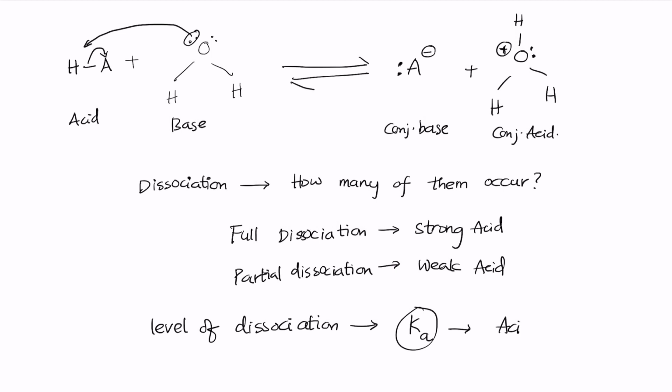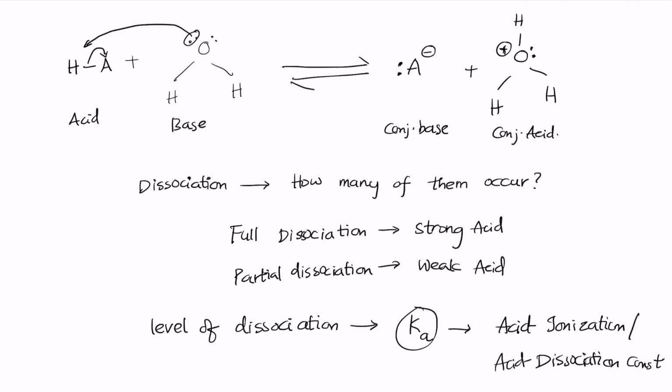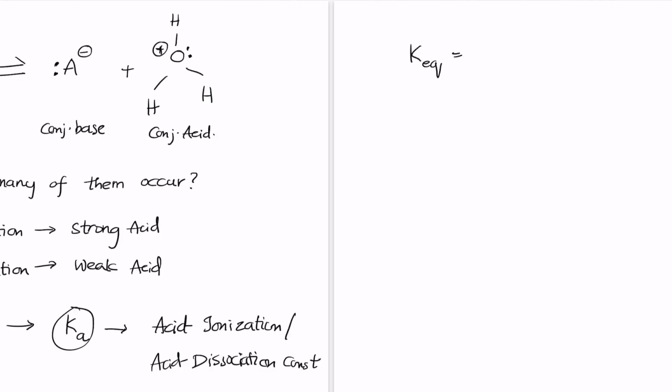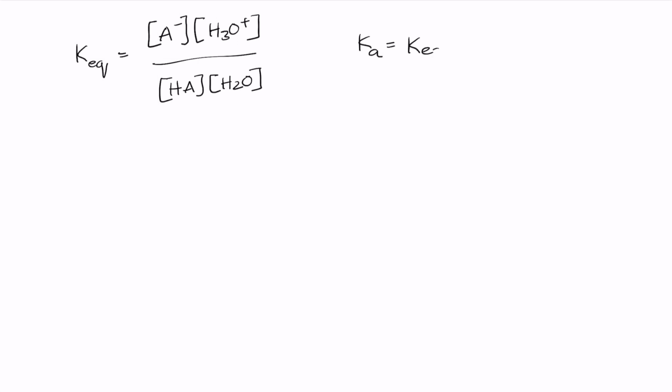Ka is called the acid ionization constant or acid dissociation constant. Where do we get this Ka from? If you remember the equilibrium constant, it is the concentration of the products over the concentration of the reactants. The expression here is A minus times H3O plus over HA and H2O. To find Ka, we multiply the equilibrium constant by the concentration of H2O. That gives you the value.